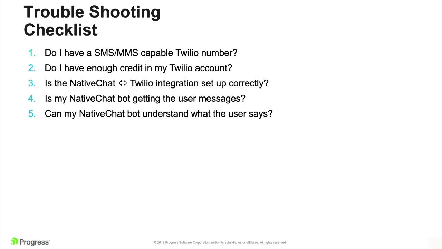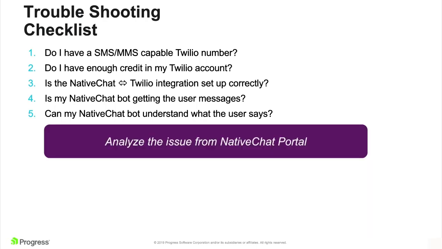But can your bot understand the messages it receives? You can test any specific phrase and wording in the Test Understanding console in the NativeChat portal. This is the quickest way to validate chatbot understanding.